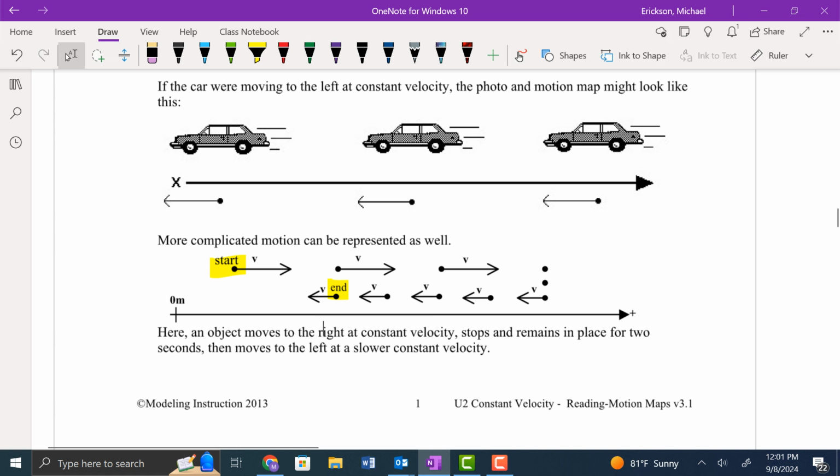The first second, my object is moving to the right at a pretty fast speed, and it does that for 3 seconds. Then it stops for 2. Notice these stop dots, there's no arrows attached to it. Then we move to the left at a slower velocity. We end and start at different spots. We start closer to 0. We end further than 0 than we started.